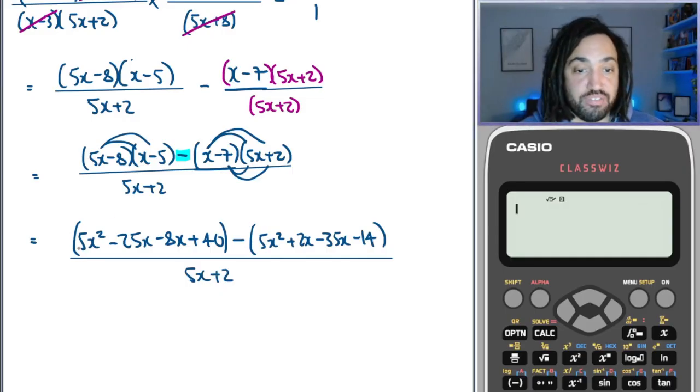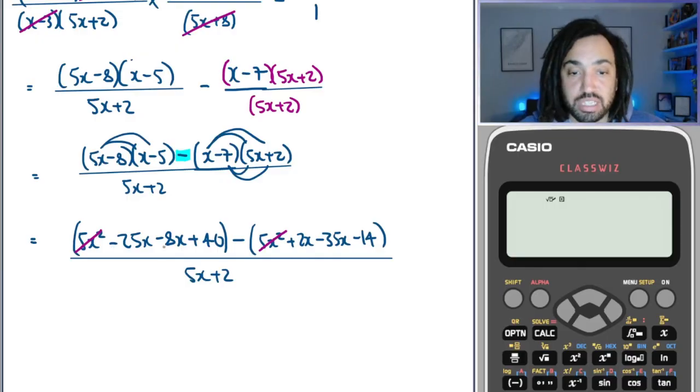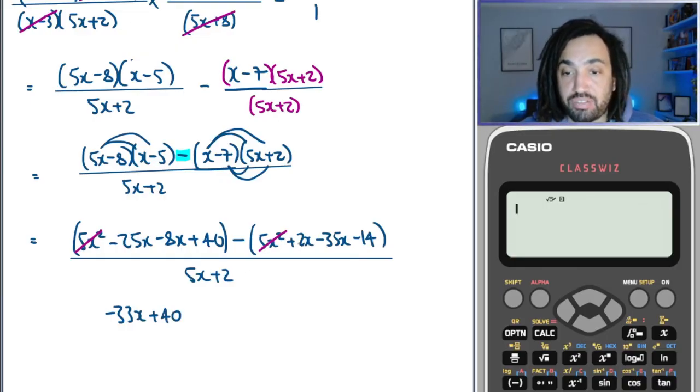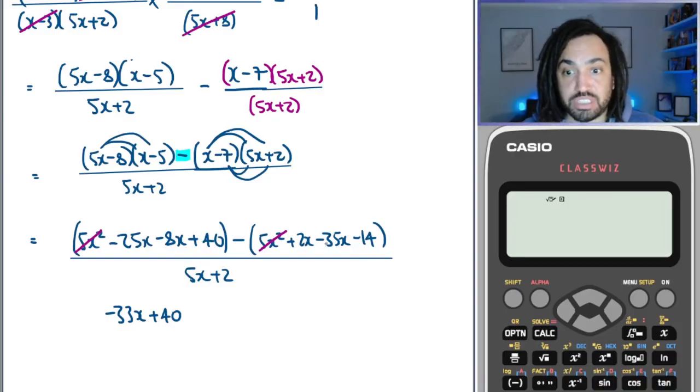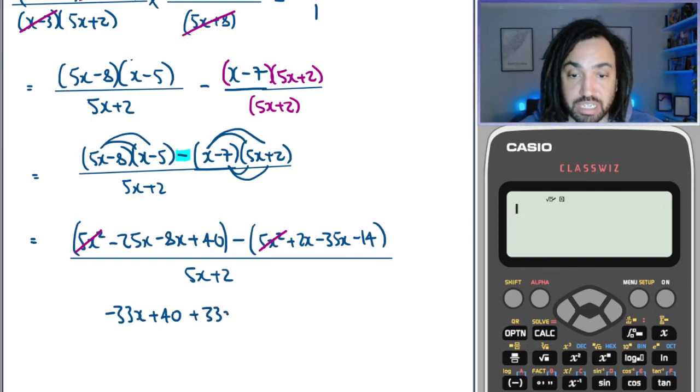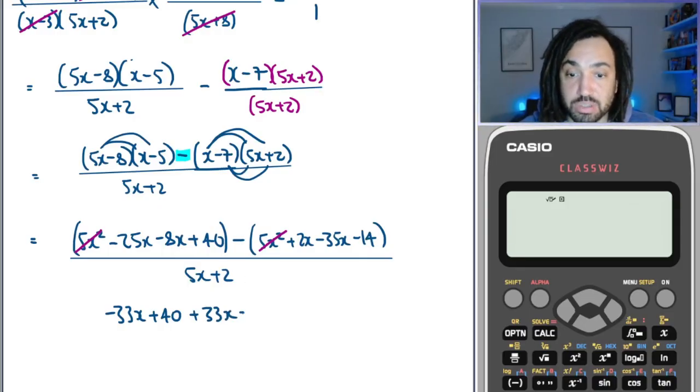Okay, so straight away I can see a 5x squared and a minus 5x squared. Lovely. Let's look at the x's. This is going to give me minus 33x, and then I'm going to have the plus 40 as well. Here I'm going to have a minus 33x, because 2 minus 35 is minus 33, but it needs to be negative. So it's going to turn it to positive 33x. And over here we're going to have a minus 14, but that needs to be negative as well. So it's going to turn it to a positive 14. That's all over 5x plus 2.